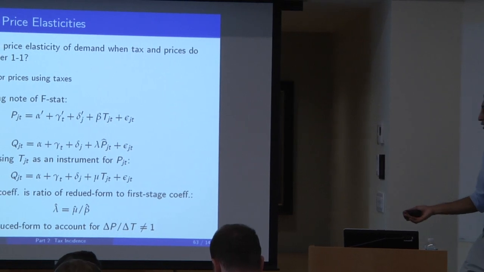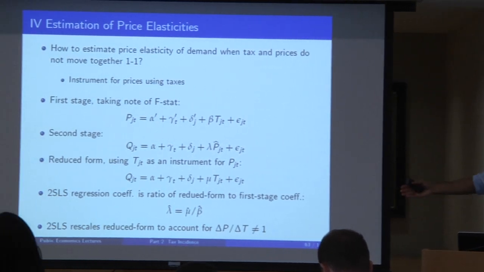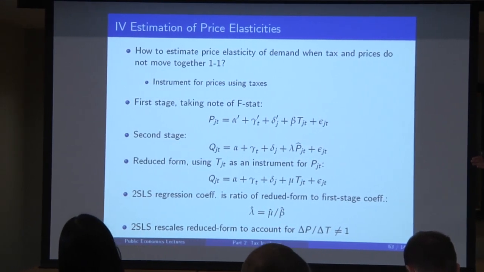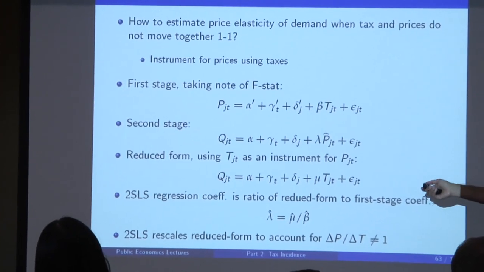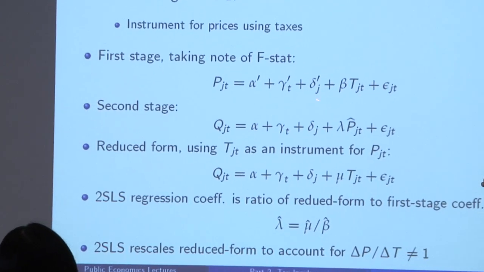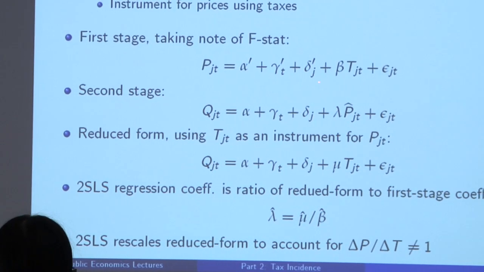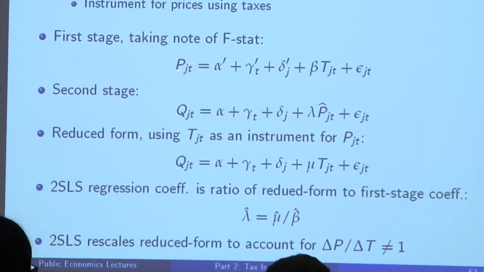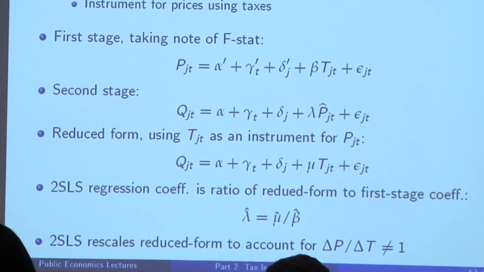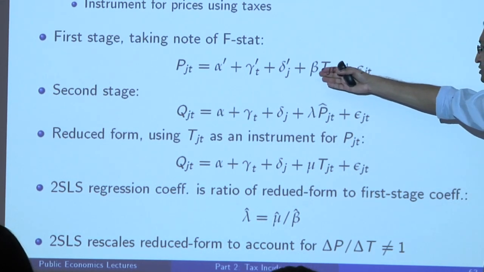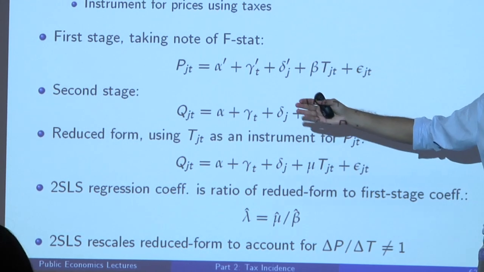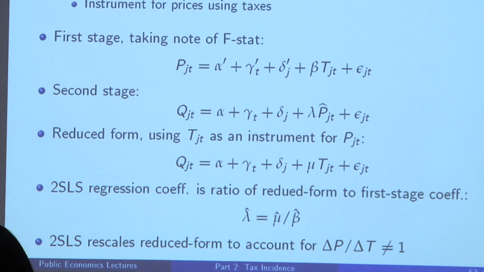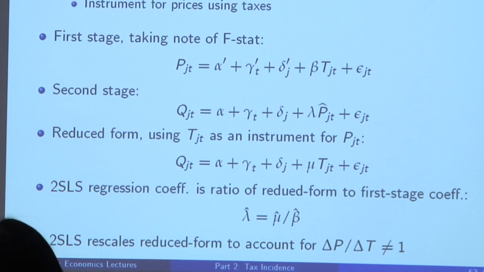So how does this work? It's a standard two-stage least squares application, but let's just review here. So the first stage, we're allowing for these state and time fixed effects again. The first stage is regressing prices on taxes, okay? So that's just this coefficient here. This is the incidence coefficient, right? It's how does a $1 increase in the tax affect the price? Okay, so that gives me beta in the first stage.